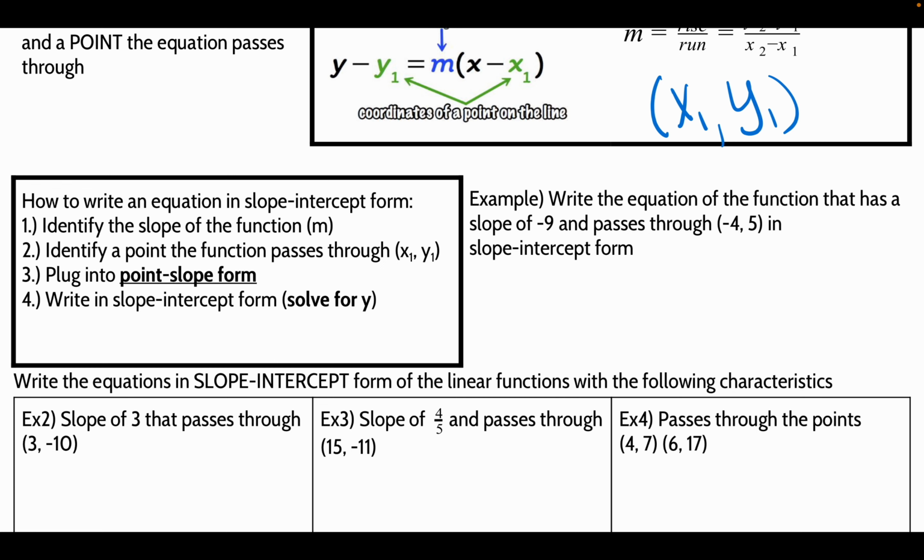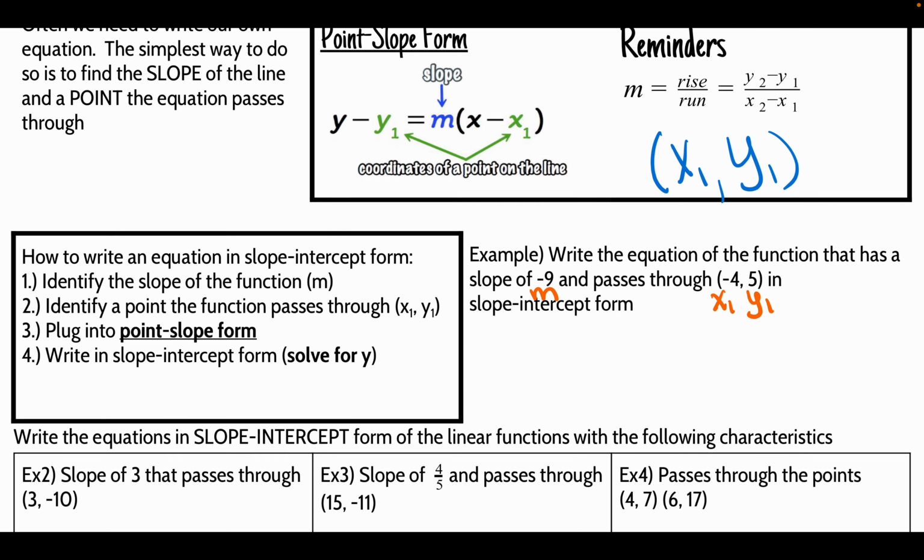First, identify the slope of the function. In example 1, it says to write the equation of a function that has a slope of -9. So -9 is m. And it passes through (-4, 5). Well, that's one point in the line. So -4 is x1 and 5 is y1. Now we're going to plug it into point-slope form. So here's our equation. We have everything we need.